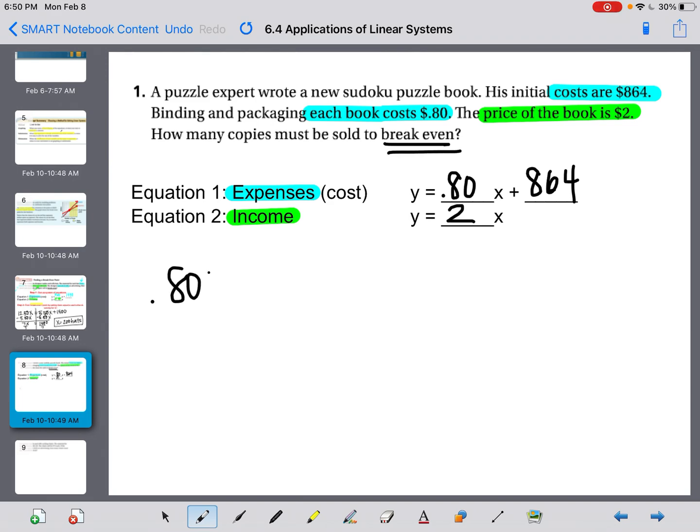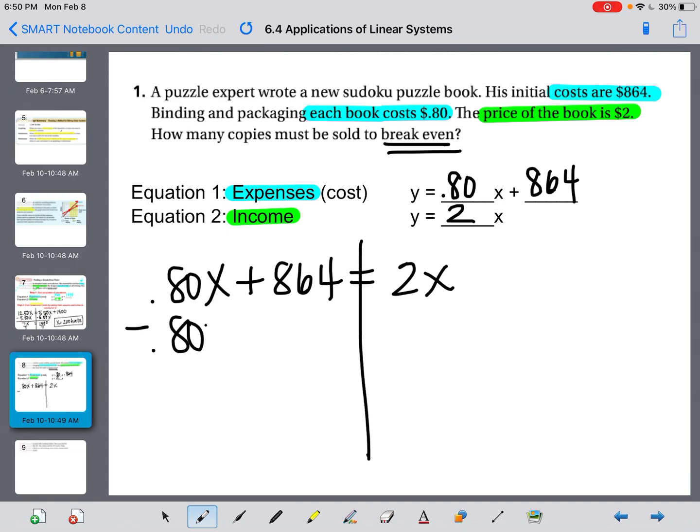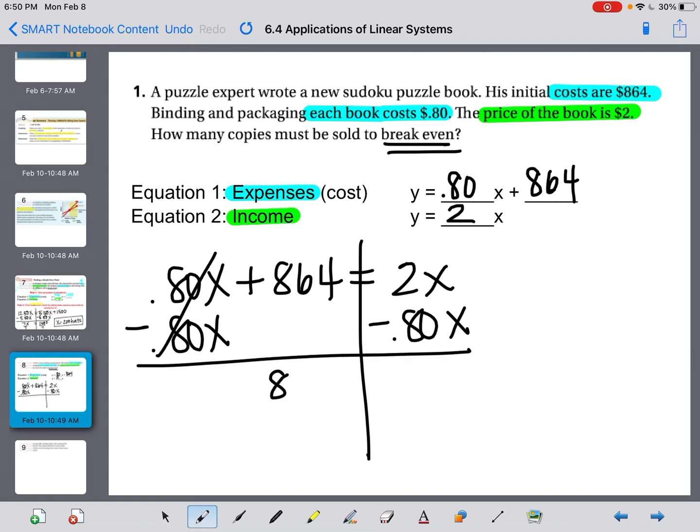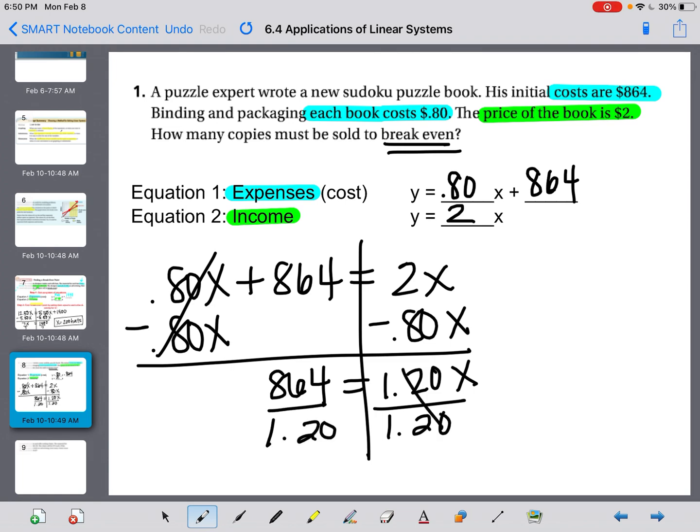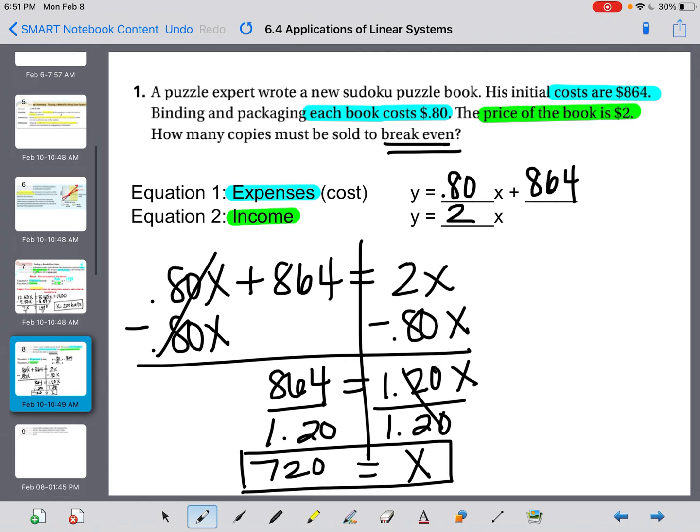So we have 80 cents times x plus 864 is equal to 2x. We're going to subtract this 80 cents times x. That leaves me with 864 equals $1.20x. Divide by $1.20. And x is equal to 720 Sudoku books. That's when they will break even. So if they sell any more than that is when they'll start making a profit.